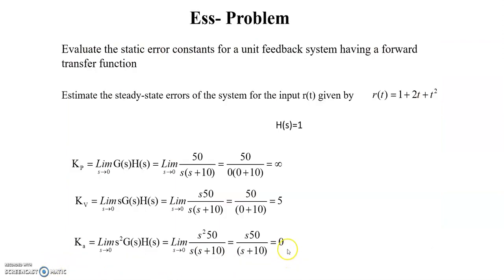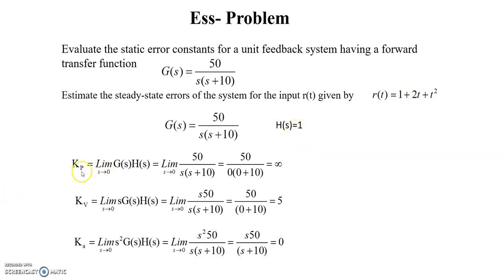So the first problem: evaluate the static error constants for a unit feedback system having a forward transfer function 50 by s into (s plus 10). Estimate the steady state errors of the system for the input r of t given by 1 plus 2t plus t square. So H(s) is equal to 1, that is unity feedback.